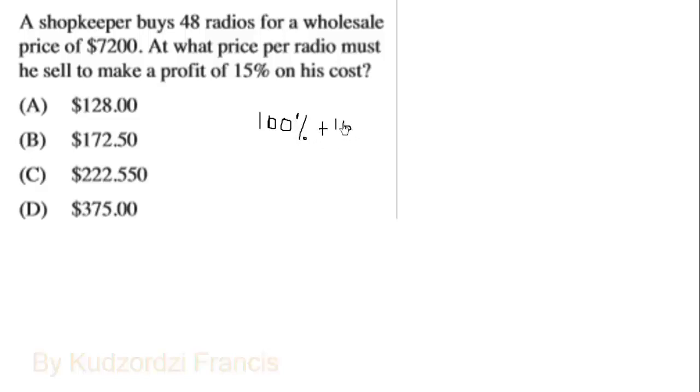100% plus 15% will be equal to 115%, and 115% is the same as 1.15. So the shopkeeper wants to make a 15% profit. So it means we multiply 1.15 by 7,200 to know the price that he must sell in order to make 15% profit.